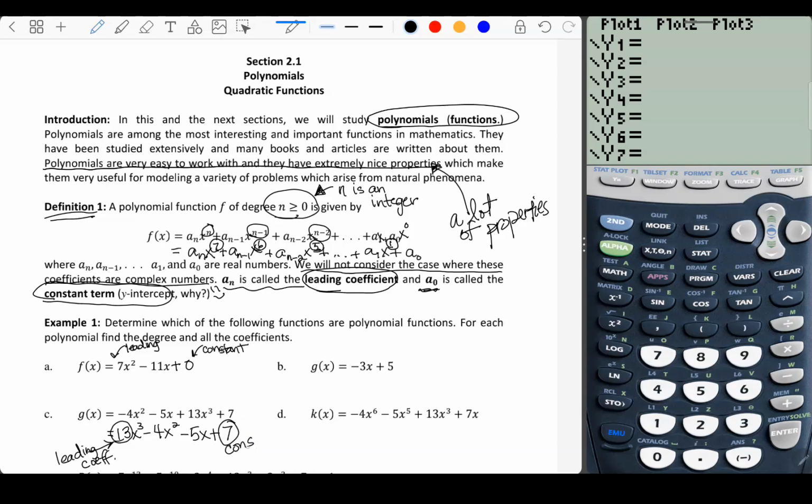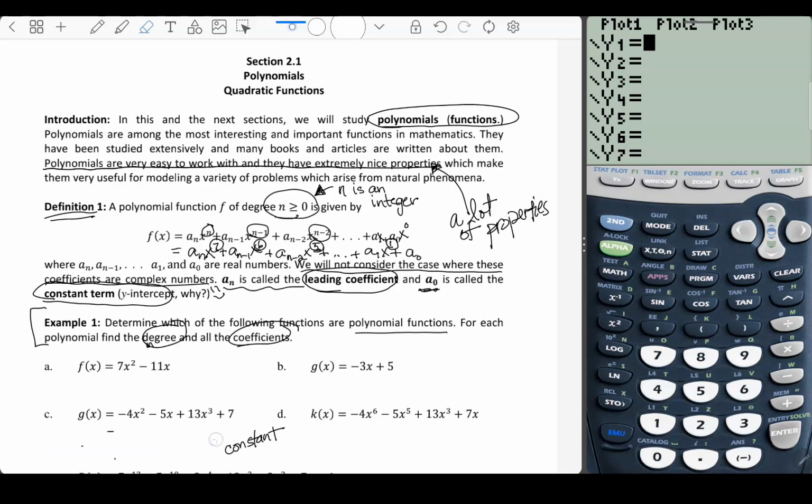Taking a look at A up here, I wrote this down while I was talking. On A, you notice there wasn't a number that didn't have an x value. Well, I put a +0 there because it does have a constant. The constant just happens to be 0, and we tend not to write that down. So in example 1, we need to see which of these are polynomial functions, and we need to find the degree of the polynomial functions. And it says the coefficients, but I'm just going to find the leading coefficient and the constants.